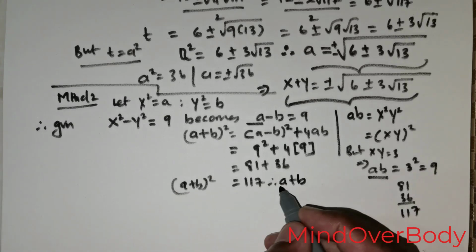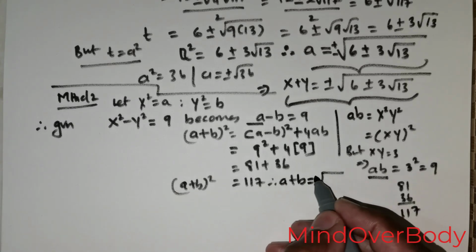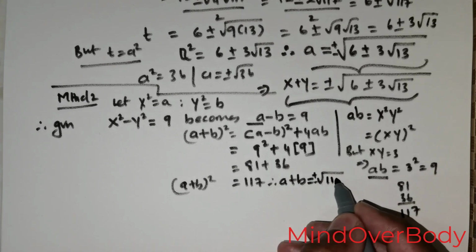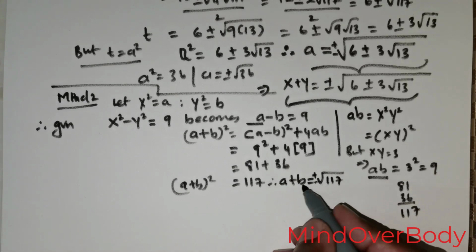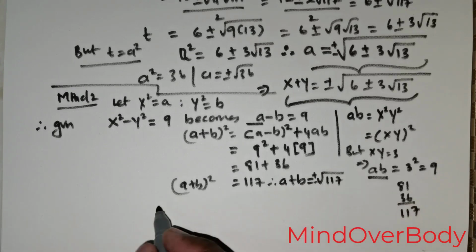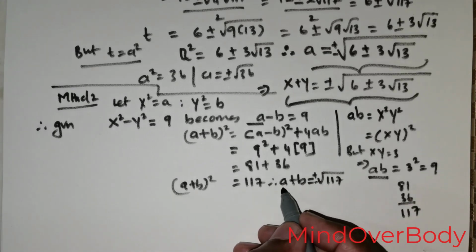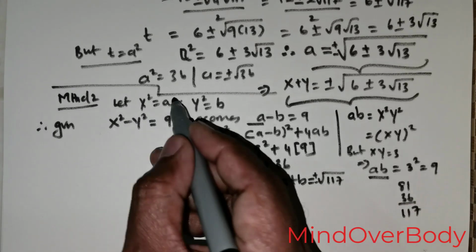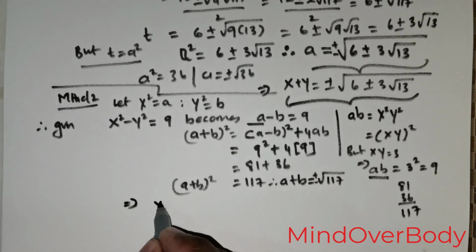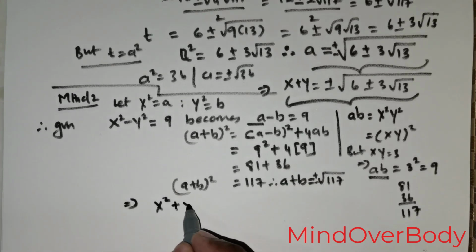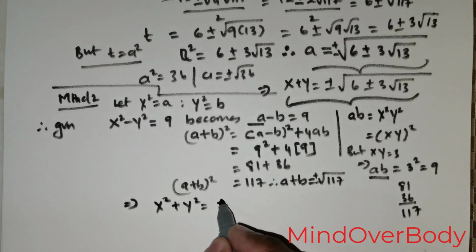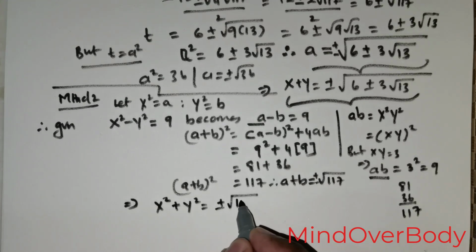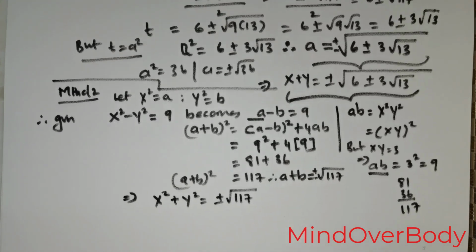So from here, a positive b is equal to plus or minus root of 117. So this is the value for a positive b. Now, the quantity a is x squared, quantity b is y squared. So this would mean I got x squared positive y squared is equal to plus or minus root of 117. This is what I've got.